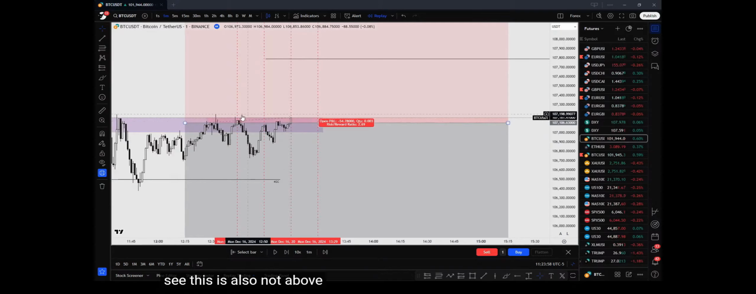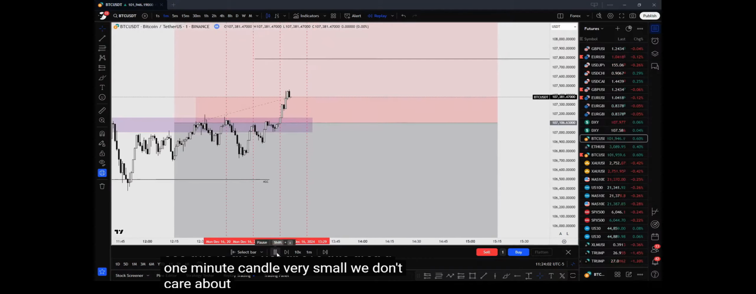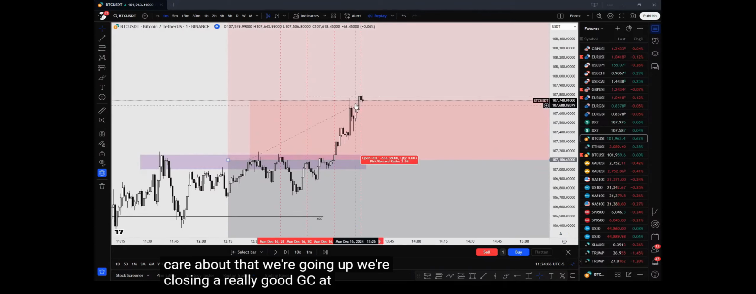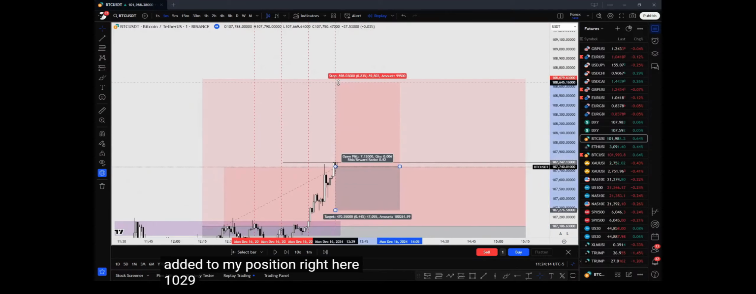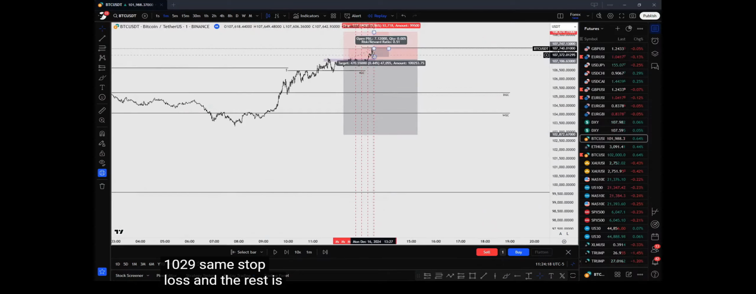This is also not above this area. A 1-minute candle, very small. We don't care about that. We're going up. We're closing a really good GC at 10:29. This is where I posted that I've added to my position right here. 10:29. Same stop loss. And the rest is history.